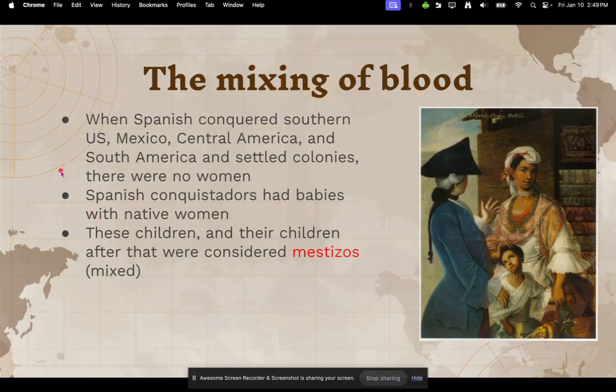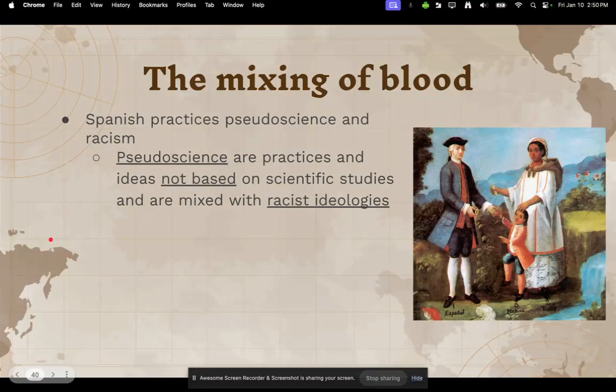All right, next we're going to talk about the mixing of blood. So, when the Spanish conquered the southern United States, Mexico, Central America, and South America and settled colonies, there were no women that came with them over on the ships, okay? So all those first few ships that came over from Europe to the Americas, it was all men. So Spanish conquistadors had babies with native women. These children and their children after that were considered mestizos, which literally translates to mixed.